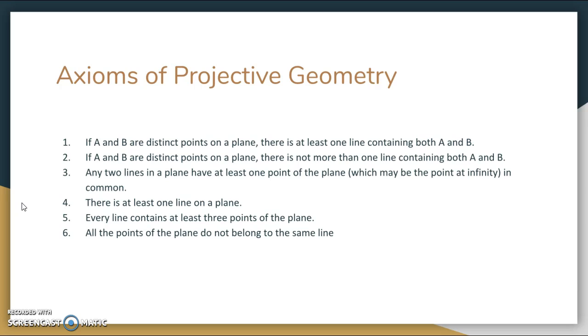Number 4. There is at least one line on a plane. Number 5. Every line contains at least 3 points of the plane. Number 6. All the points of the plane do not belong to the same line.